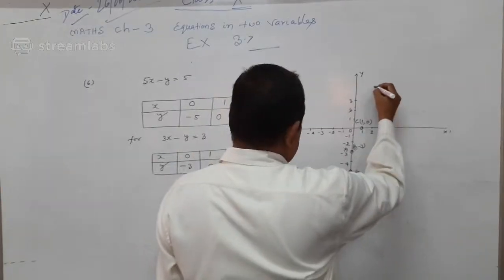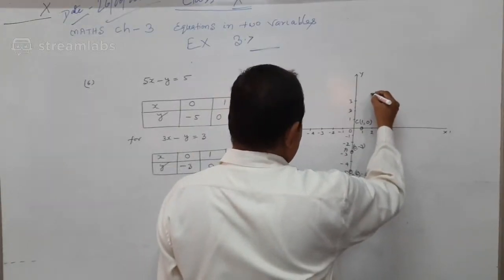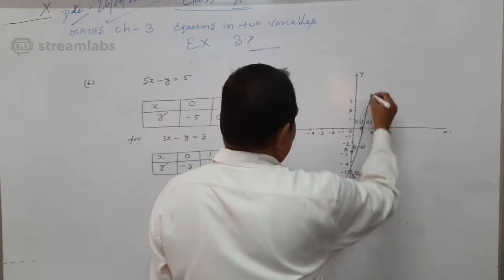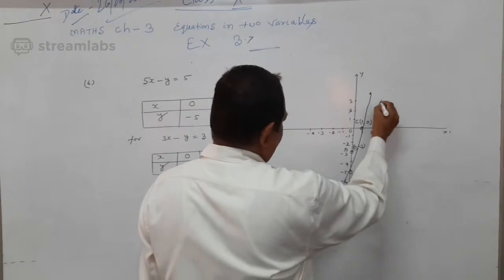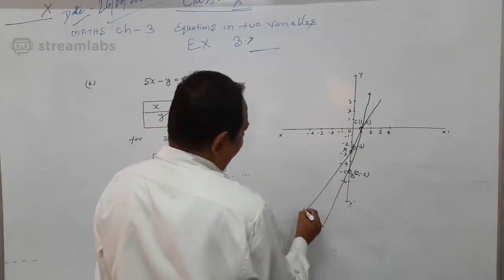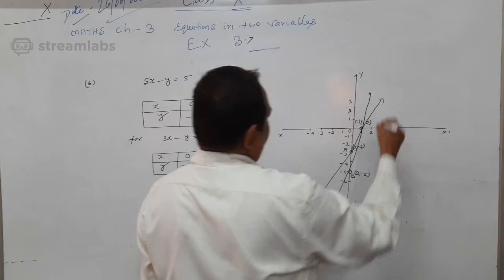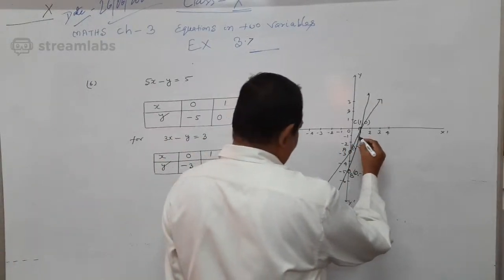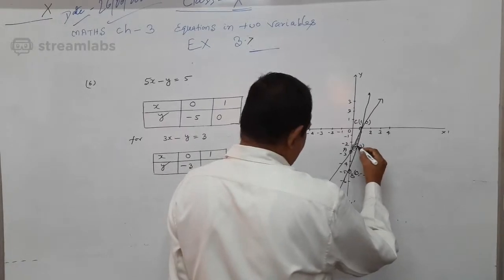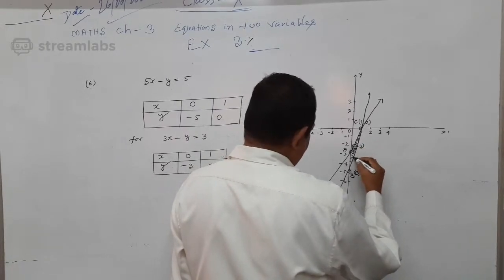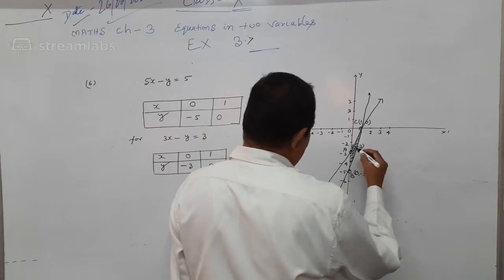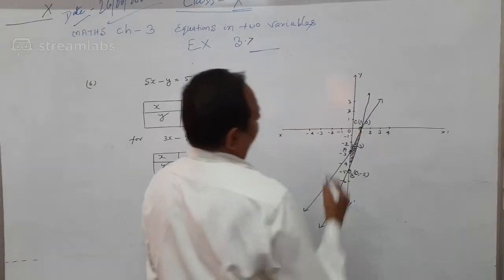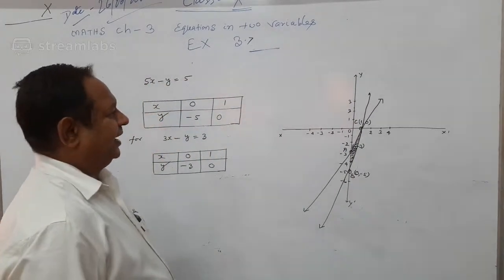So joining these 2 points, we get a straight line like this, and other straight line like this. This triangle is the required triangle between these lines and y-axis, which is ABC. We have said it.